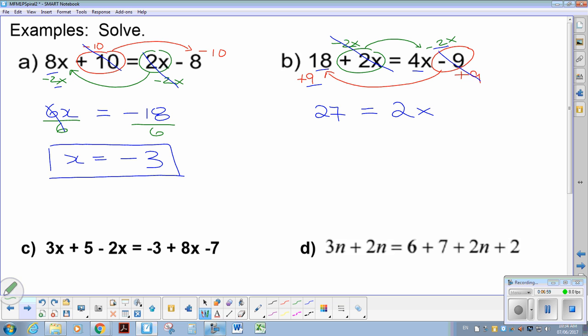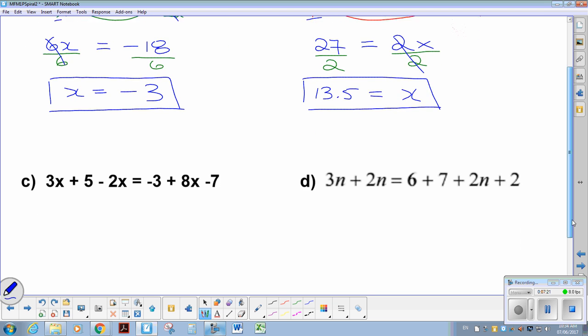What is the 2 and the x doing? What operation? It is division. Whatever I do to one side, I do to the other. And you can leave it as a fraction. 27 divided by 2. That's not an even number. All right, so you can leave it as 27 over 2, or you can write it as 13.5. It does not matter.